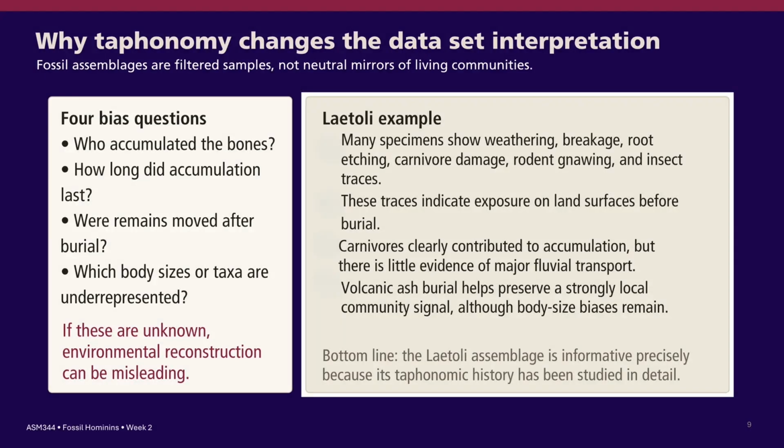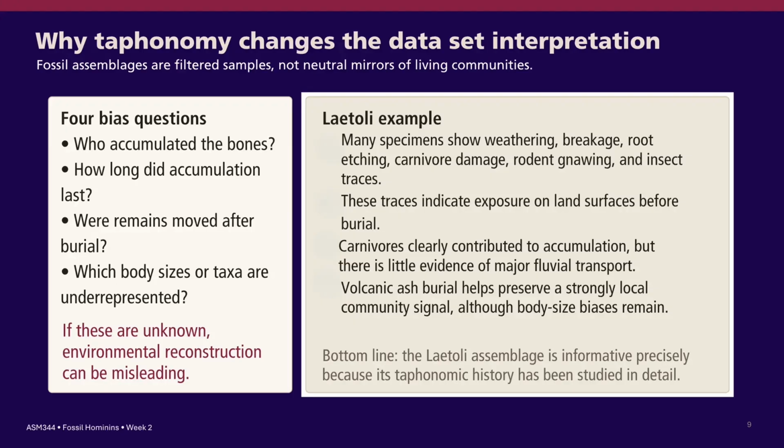In the technical literature, Sue and Croft stress that taphonomy is not just about damage description. It is also about evaluating whether a fossil assemblage preserves a usable ecological signal. Weathering patterns, breakage, root etching, tooth marks, insect damage, and the degree of articulation can all reveal how long bones remained exposed and what kinds of agents affected them. In other words, taphonomy is the quality control system of paleoecology.